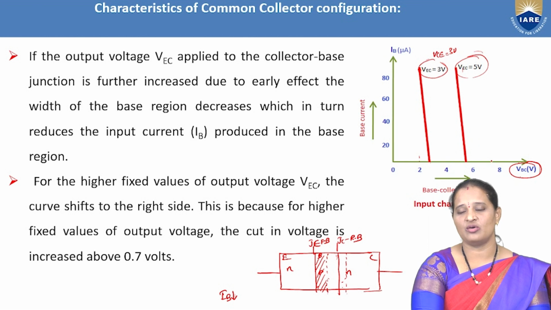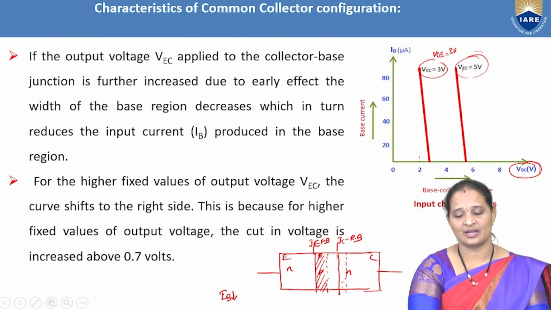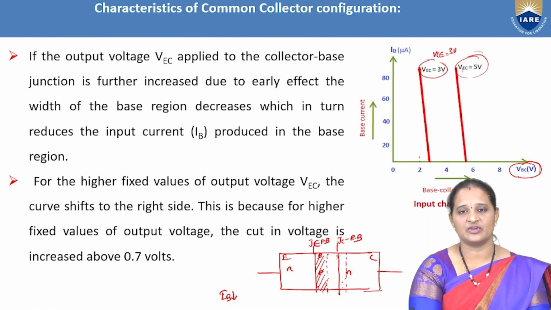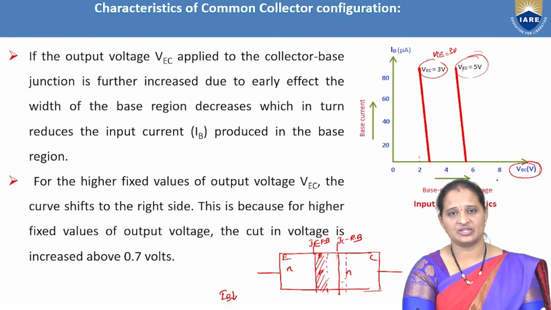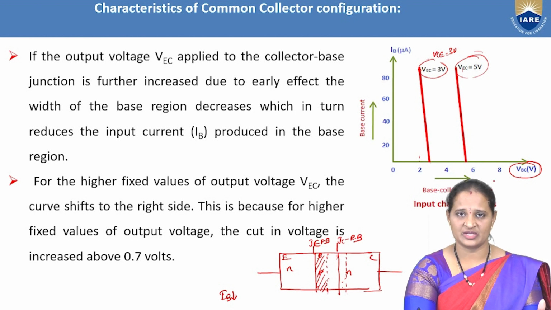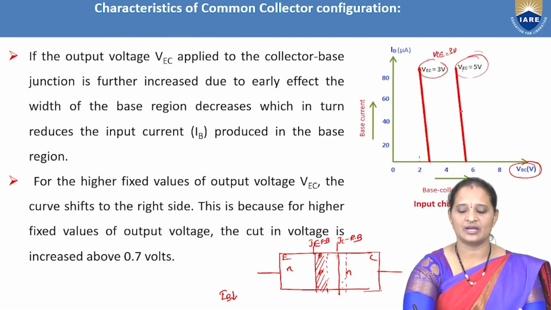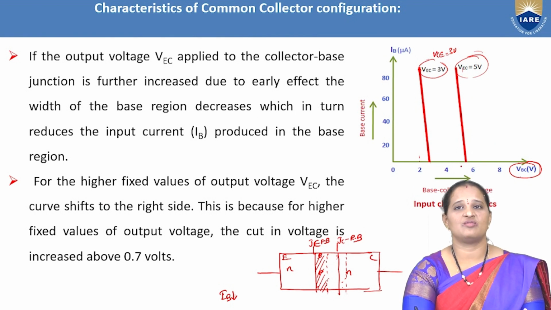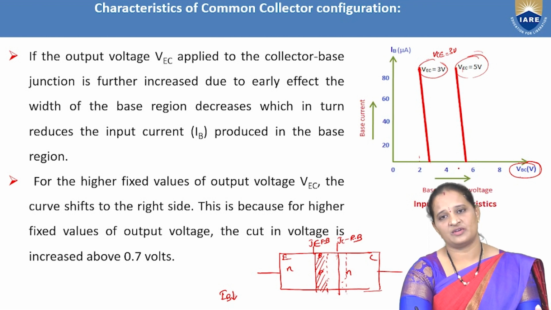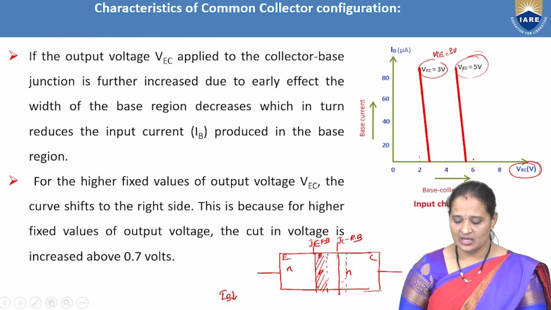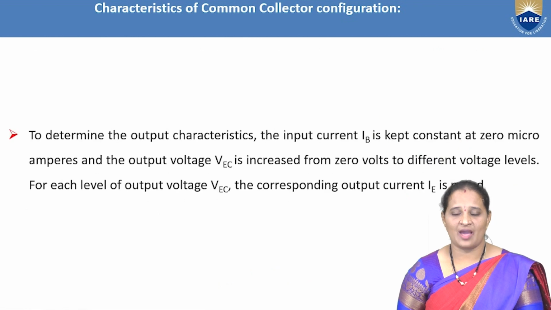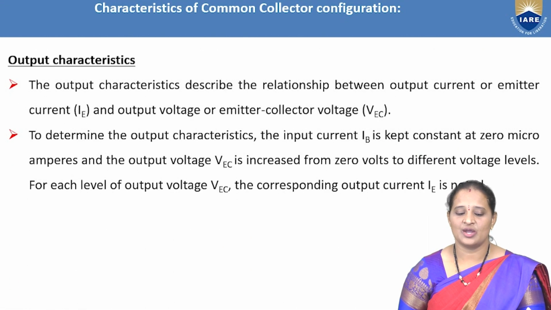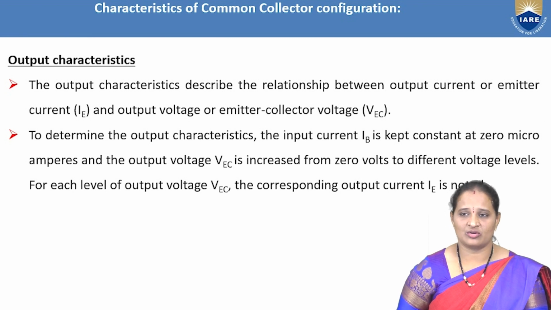So as we are going on increasing, once the conduction has started, as we are going on increasing this VBC, which increases the reverse potential at the collector to base junction, which in turn reduces the base current. So this is the characteristic curve of common collector configuration. So this is about the input characteristics of common collector configuration. Now let us see the output characteristics of common collector configuration.